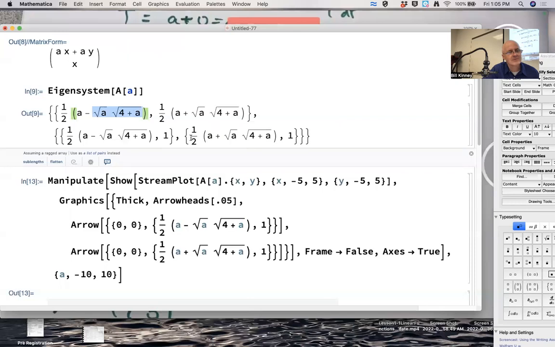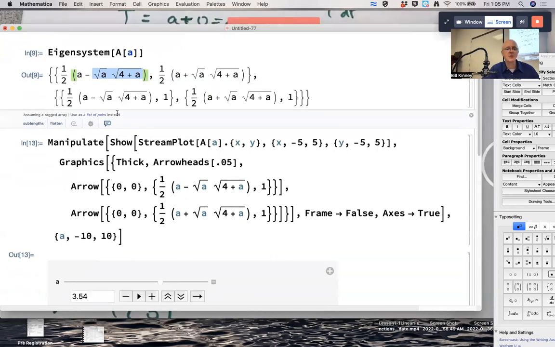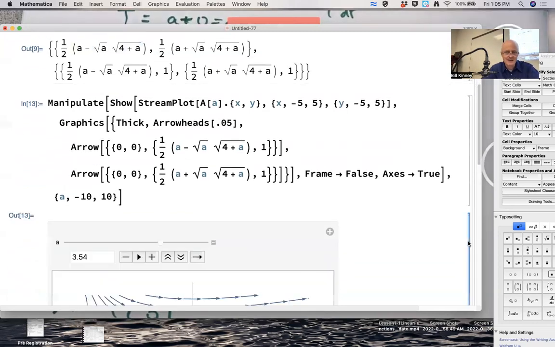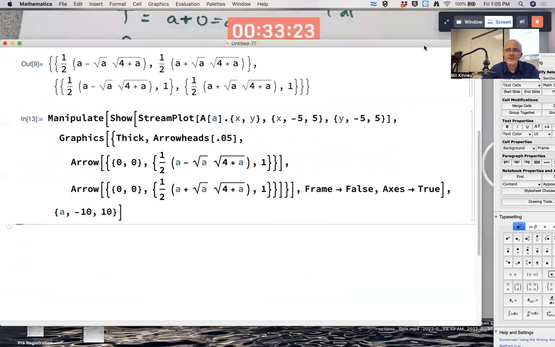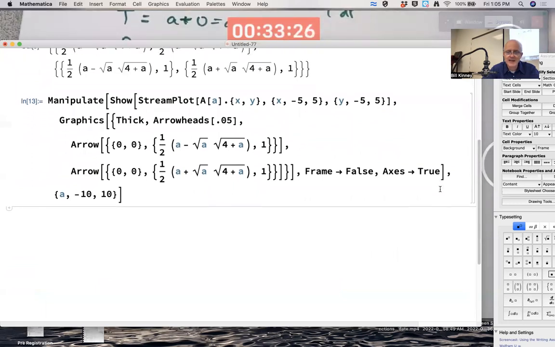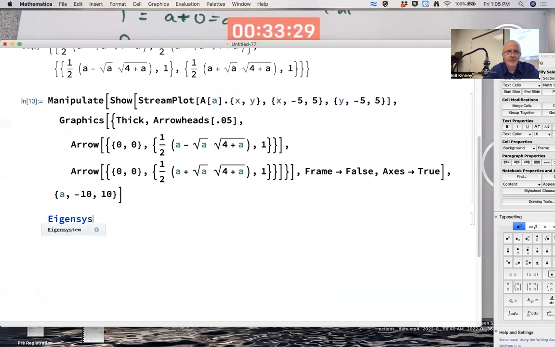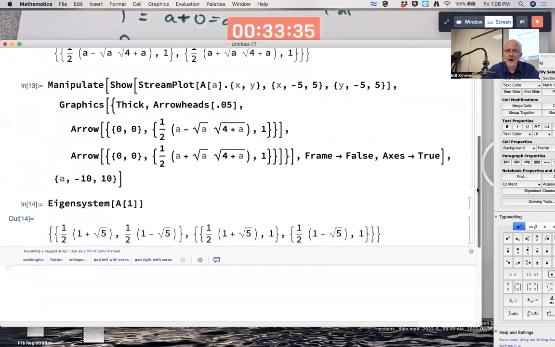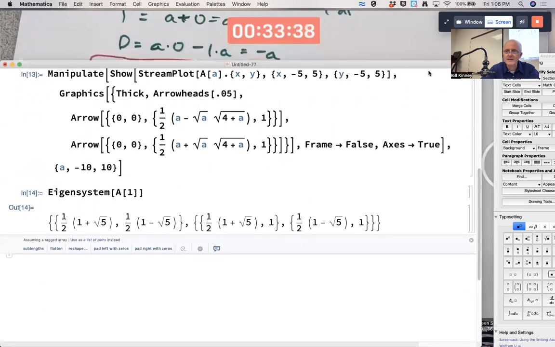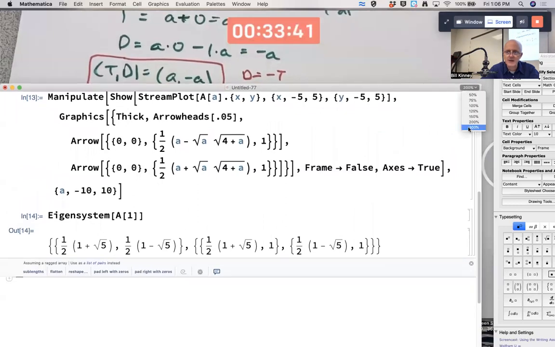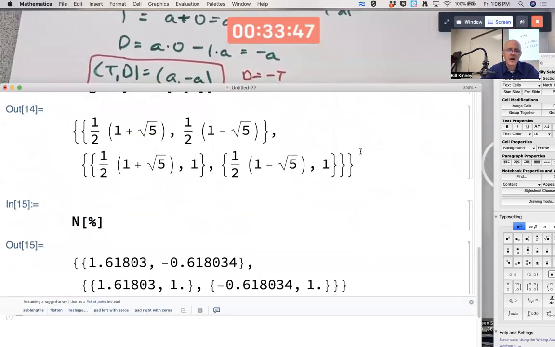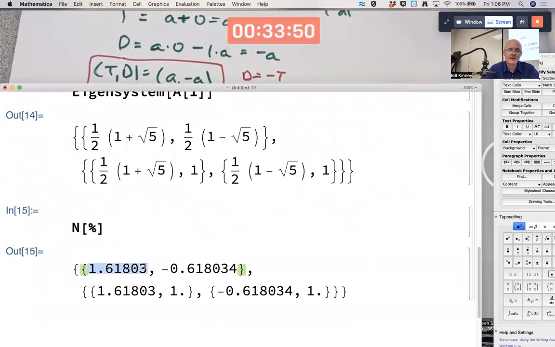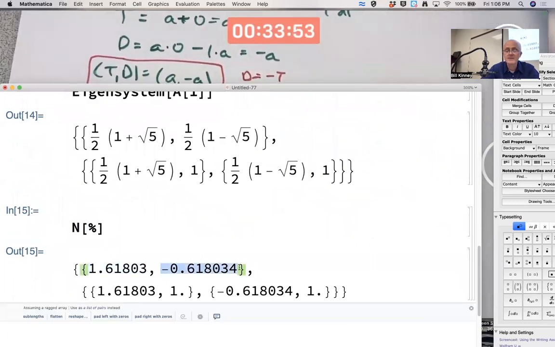Well, okay, let's do it. We've got technology here. We can do it without nice numbers. Let's go ahead and do the A equals one case anyway here. What are the eigenvalues and eigenvectors in that case? I could do this. Eigensystem of capital A of one. There they are. They do involve square root of five, so they're not real nice numbers. That's okay. That happens sometimes. What are those approximately? There they are. You can see one eigenvalue is positive and one is negative. The origin's a saddle point.